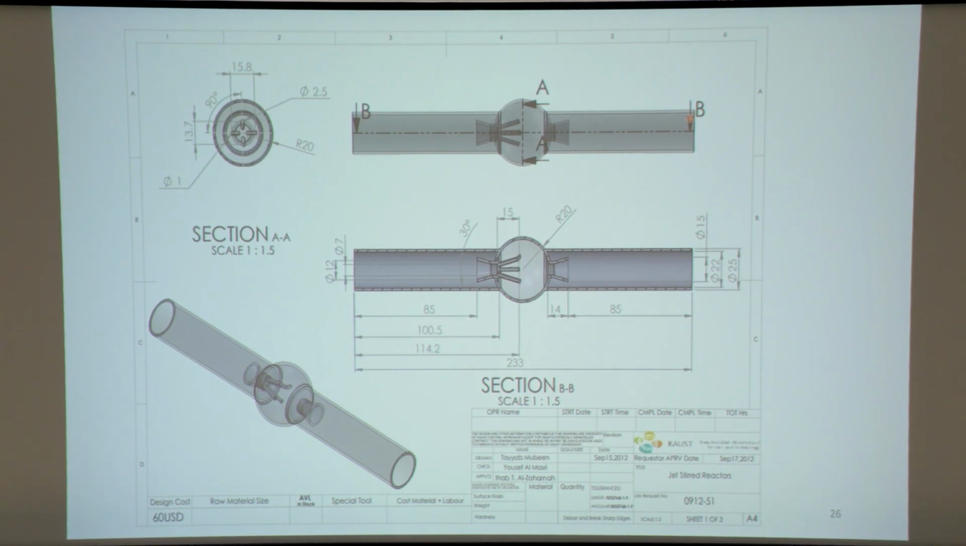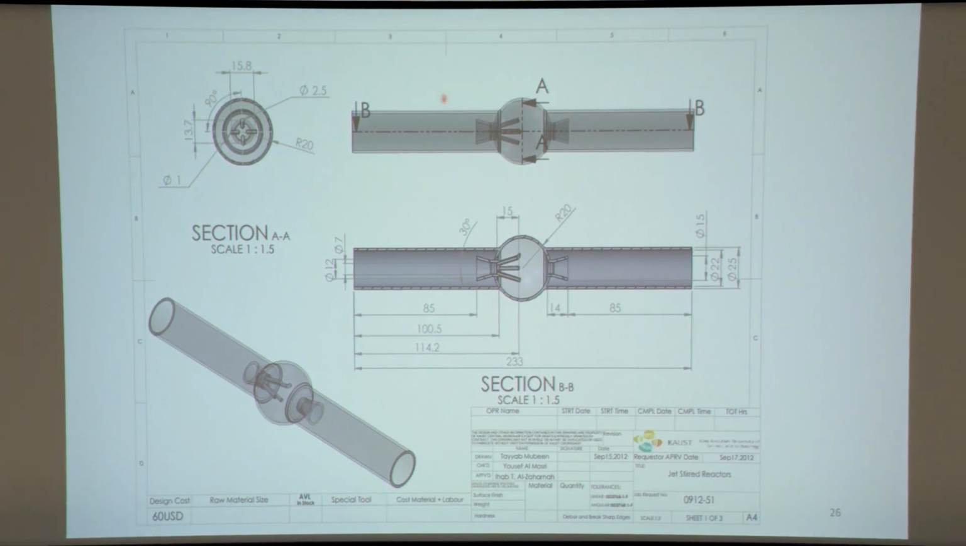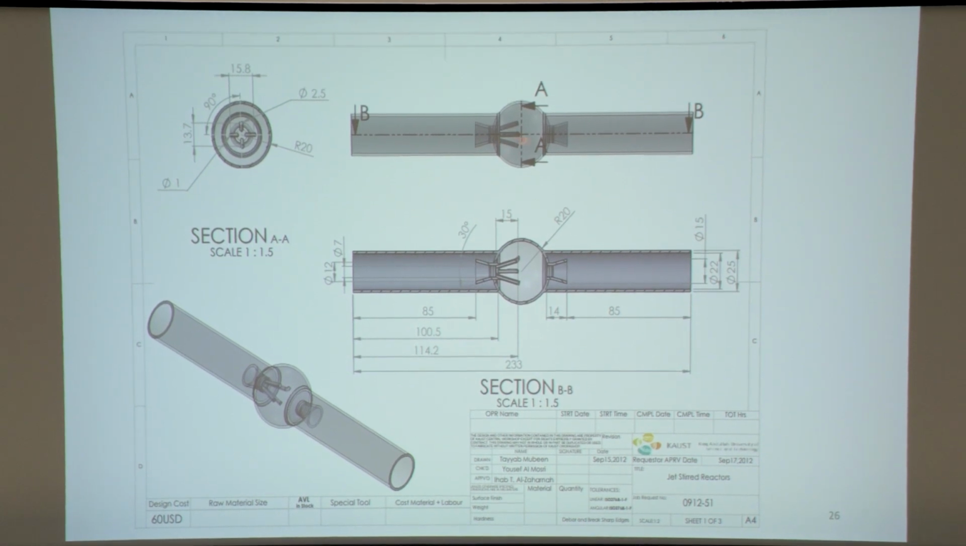So this is just a CAD drawing showing you what these reactors look like. You have fuel coming in, you have an inlet regime where your fuel, oxidizer and inert gas go in. They move into the spherical jet-stirred reactor through these nozzles.